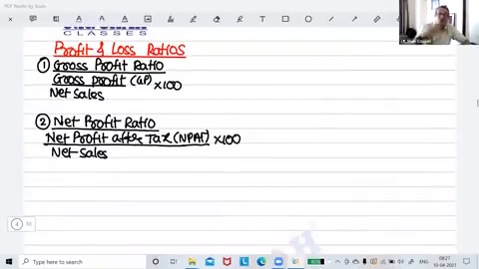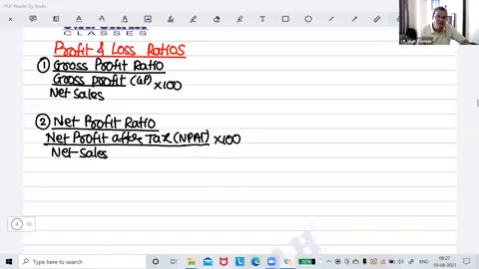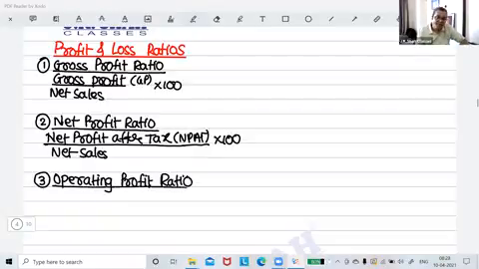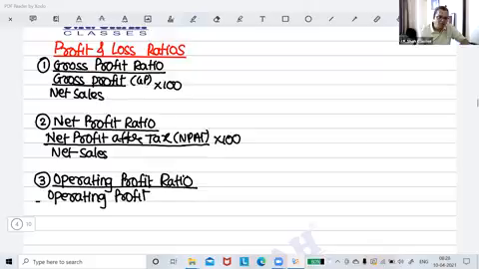Since we're talking about profit ratios, write one more: operating profit ratio. What is that? If net profit ratio is net profit upon net sales, and gross profit ratio is gross profit upon net sales, then obviously the operating profit ratio should be operating profit upon net sales. Perfect.